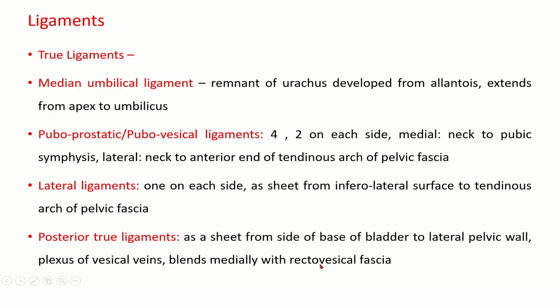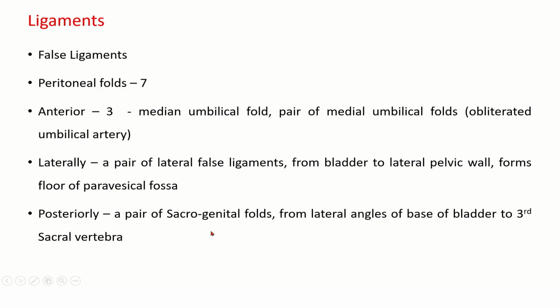So it blends medially with the rectovesical fascia. So the posterior true ligaments extend as a sheet from the side of the base of the bladder to the lateral pelvic wall. They contain the plexus of vesical veins and blend medially with the rectovesical fascia.